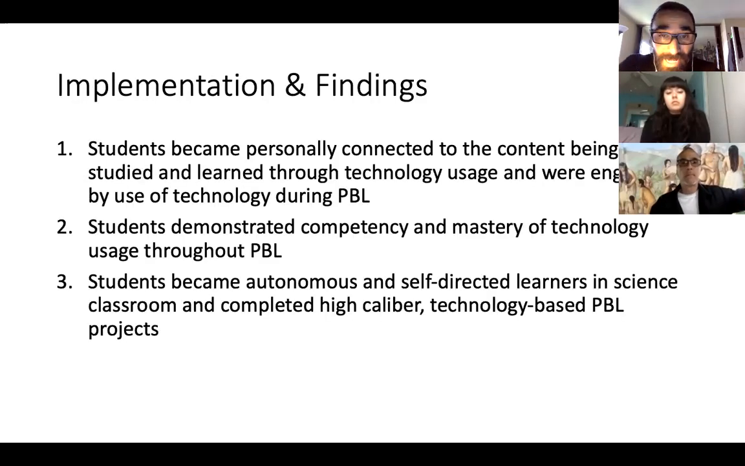From implementing it, I found three really big findings that I think are important and support what the experts said in my literature review. So my first big finding was that I saw students becoming more connected to the content because technology was allowing them to become engaged. And that engagement sparked curiosity in them.